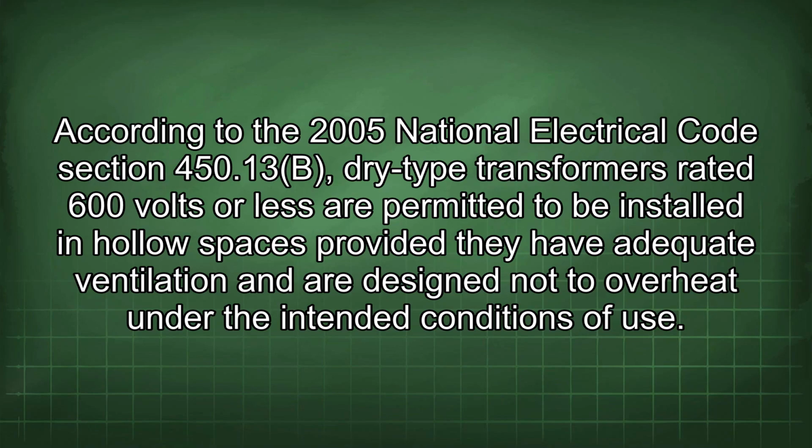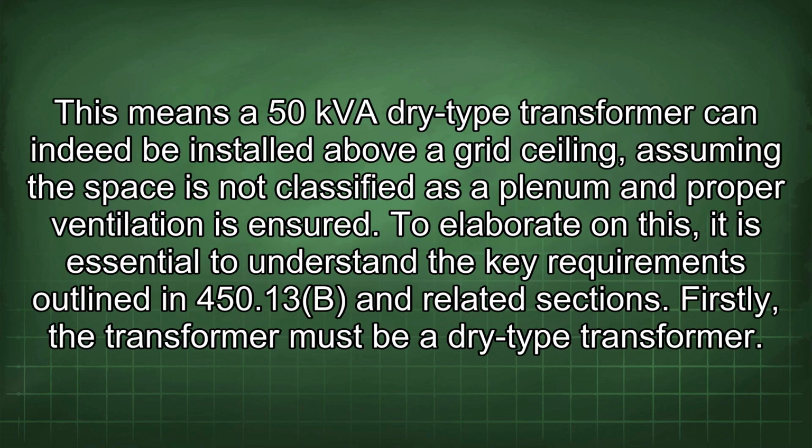According to the 2005 National Electrical Code Section 450.13(b), dry-type transformers rated 600 volts or less are permitted to be installed in hollow spaces provided they have adequate ventilation and are designed not to overheat under the intended conditions of use. This means a 50 kVA dry-type transformer can indeed be installed above a grid ceiling, assuming the space is not classified as a plenum and proper ventilation is ensured.